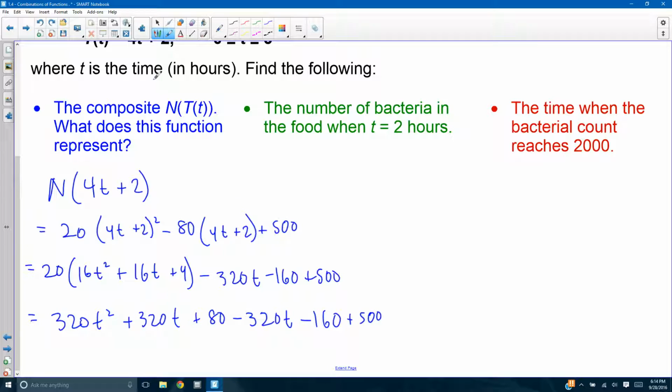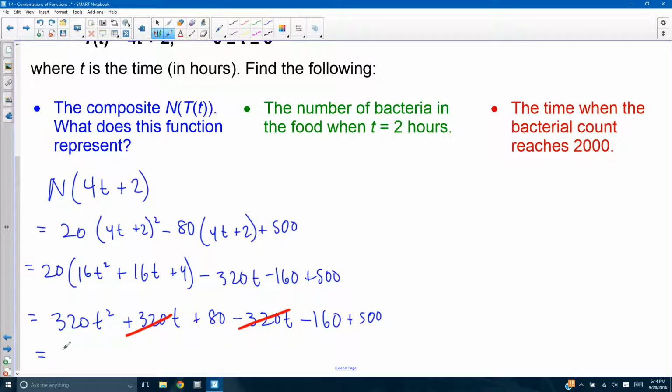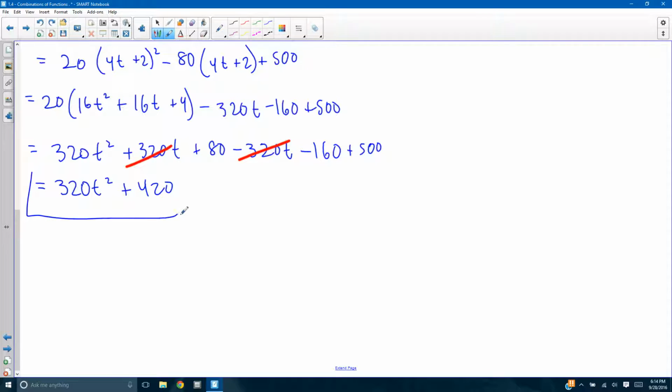I should have combined those. Oh well, let's do it now. 320t and negative 320t cancel out. 80 minus 160 is negative 80. Negative 80 plus 500 is positive 420. So assuming I did all the work right here, we are looking at this. I'm going to leave it like that. It looks like I could factor 20 out, but I'm just going to leave it like that right there. So this is N of T of t.